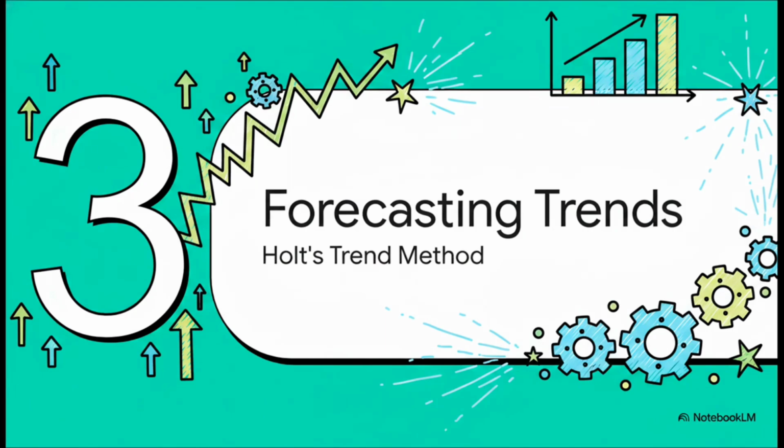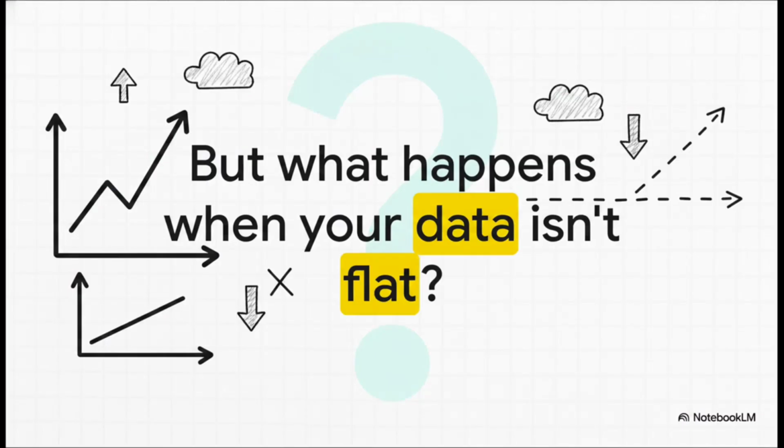Okay, you've officially mastered level 1. But let's be honest, the world isn't always so simple and flat, is it? So it's time to level up again and tackle a brand new challenge: trends. Exactly. Simple exponential smoothing is great, but it has a huge weakness. It will consistently lag behind any data that's clearly trending up or down. So if your sales are growing month after month, a model that's designed for flat data just cannot keep up. It's always going to be under-predicting, always one step behind.